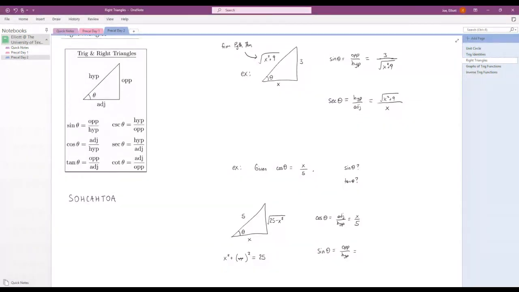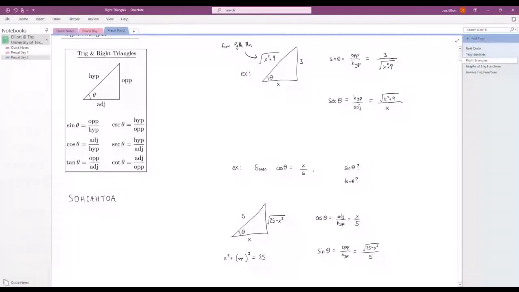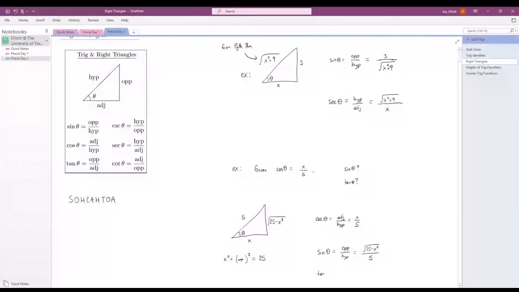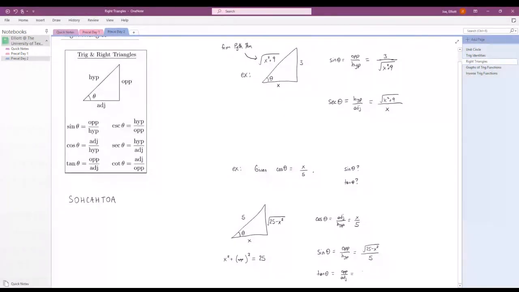And now that we have that, we know sine is opposite over hypotenuse, so here sine would be square root of 25 minus x squared, all over 5. And then just to finish up the problem, tangent was opposite over adjacent. So opposite over adjacent for this problem is square root of 25 minus x squared over x.